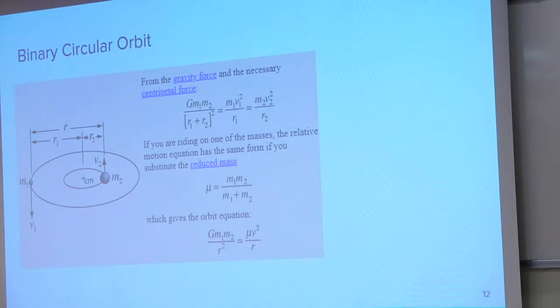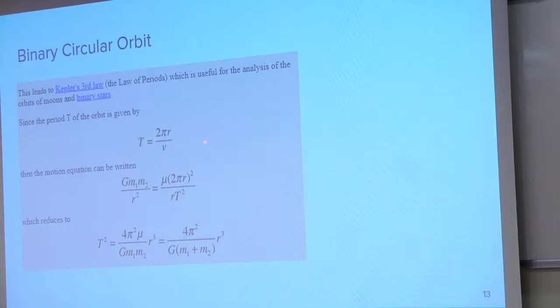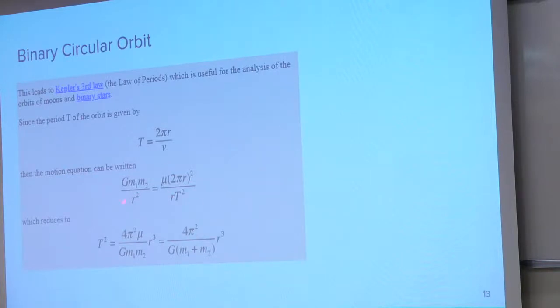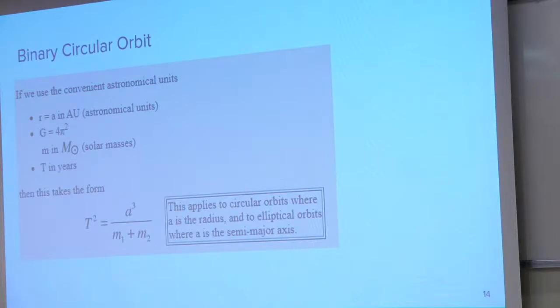And if we use the third law, which can be expressed as such, rearrange it for v and substitute it into this equation, we can get this. Rearrange it for T, we can get this. And then if we use convenient astronomical units of AUs, the value of G, and solar masses, and put period in years, we can calculate the period of the binary system with this. Now, in circular orbits, a is just the radius, and it's the semi-major axis in elliptical orbits.